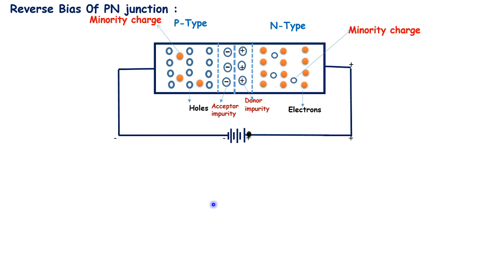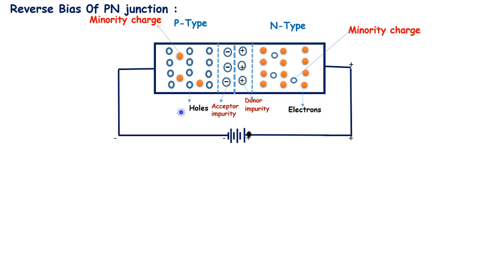Next one is reverse bias of a PN junction. In reverse bias, the P-type semiconductor is connected to the negative terminal of the battery and the N-type semiconductor is connected to the positive terminal of the battery. This formation of a PN junction we call reverse bias. How do we define reverse bias? When the N-type semiconductor is connected to the positive terminal of the battery and the P-type semiconductor to the negative terminal, it is nothing but reverse bias.